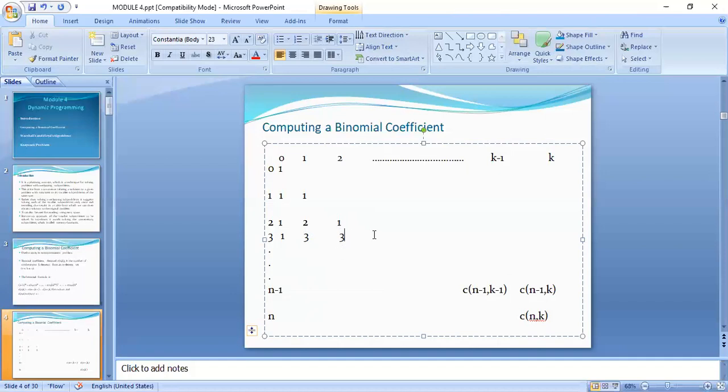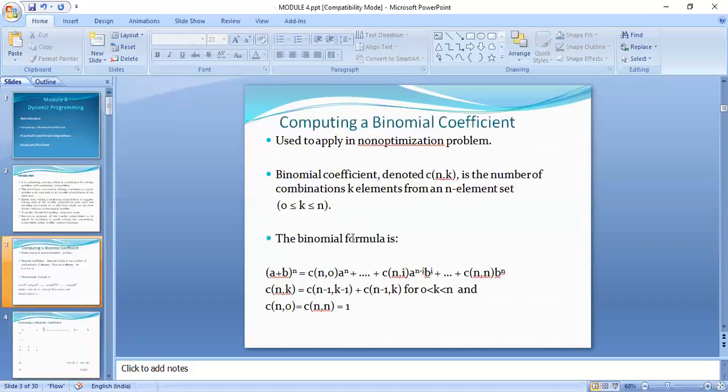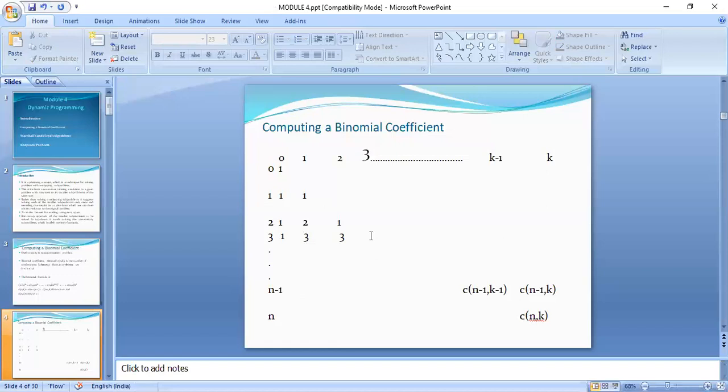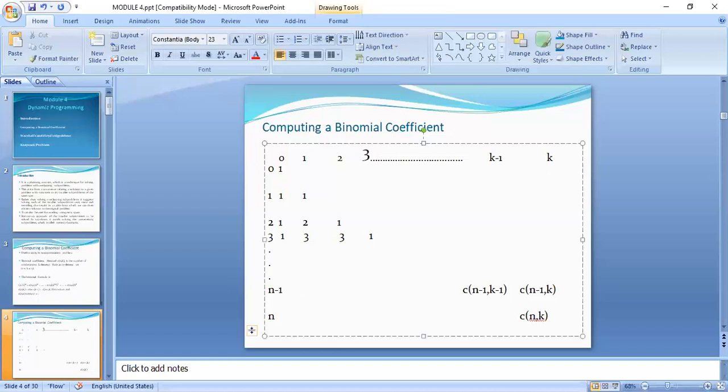Similarly, you need to also find out C(3,3). So when you find C(3,3), you are just using the initial value. What is C(n,n)? C(n,n) is 1. So here you will be filling it as 1. Next we may have to go for 4.